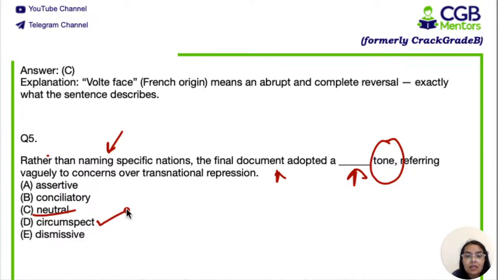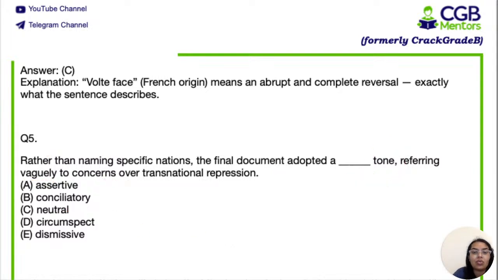So circumspect tone, referring vaguely. Look, read ahead also. They are not referring vaguely to concerns over transnational repression. Dismissive is saying no completely.